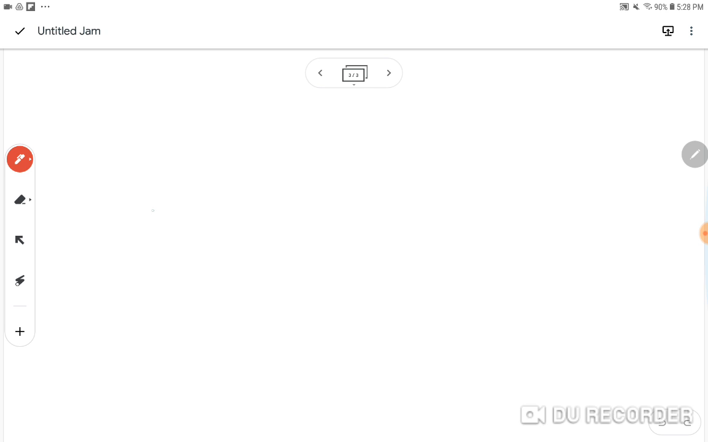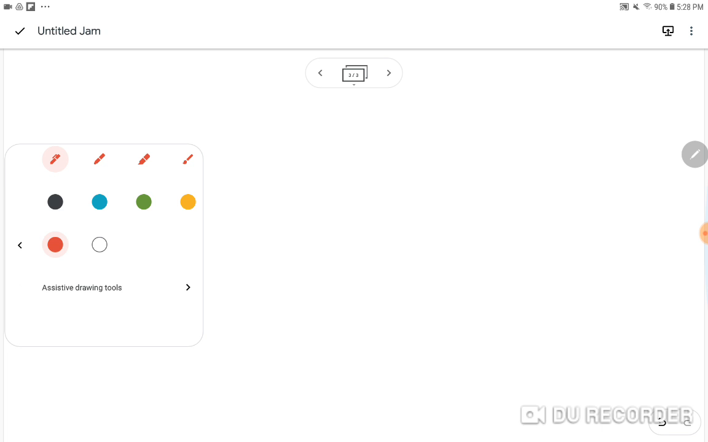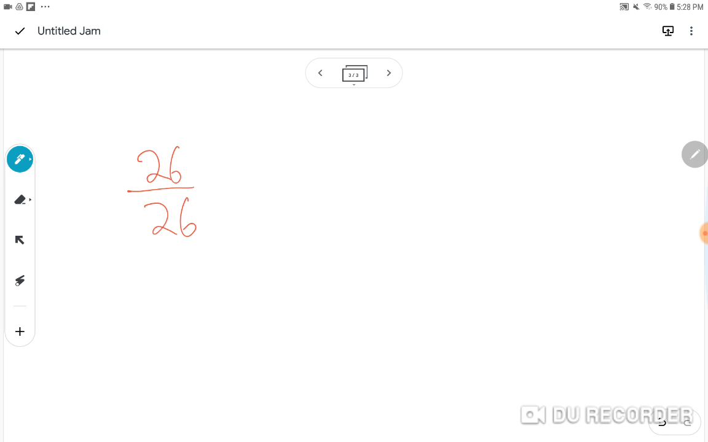What if I have 26 on the bottom? What goes on the top? That's right, 26, because that makes 1 whole. So why am I teaching this? Today, you're going to see a lesson where you're going to have a problem like this: 5 and 2/5, let's call it. And you're going to need to subtract, and you're going to need to borrow.